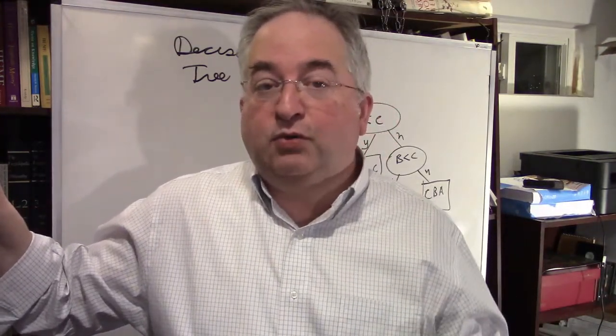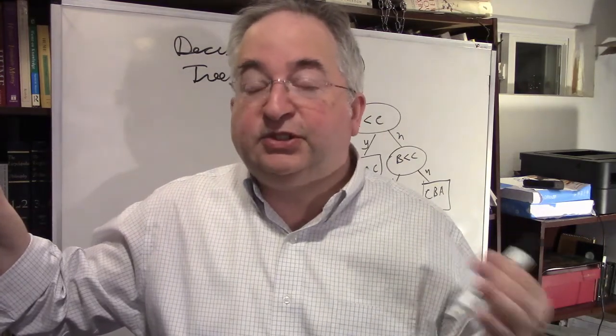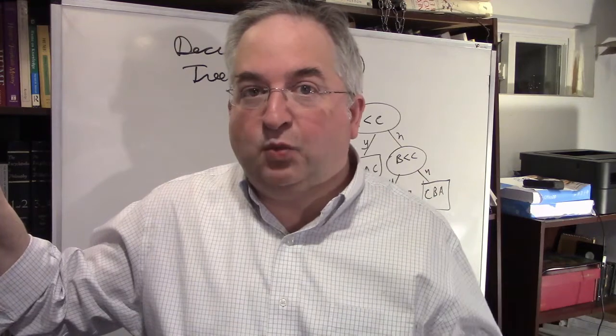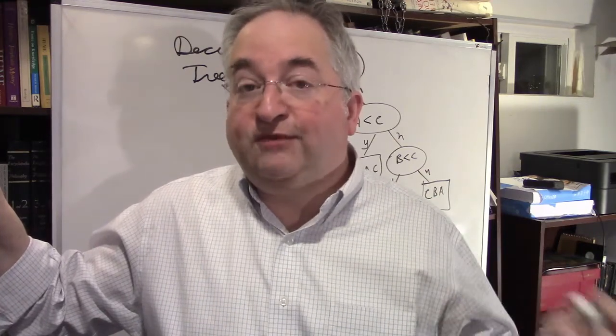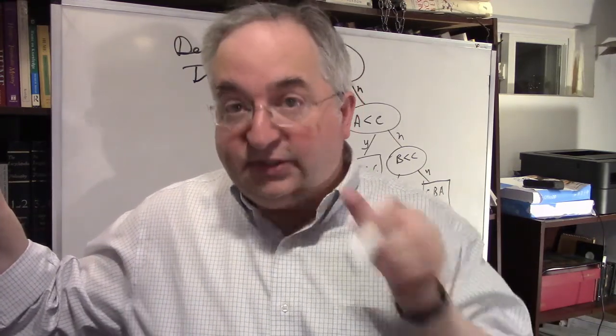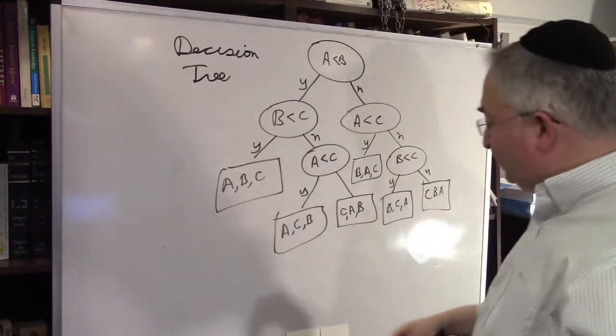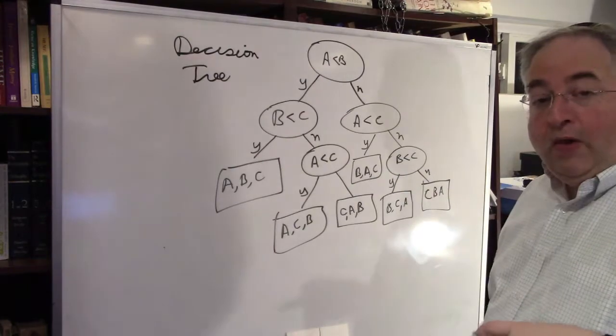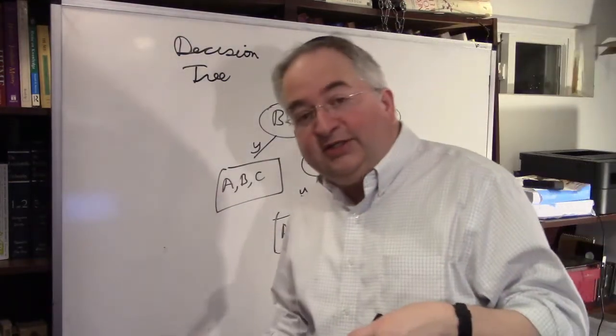If you don't know 3 numbers, there are 6 possible outputs, because there are 3 possibilities for the first number, 2 possibilities for the second, 1 for the third. 3 factorial. 3 factorial is 6. Okay? So there are 6 possible outcomes. Question: how much work does this algorithm do?